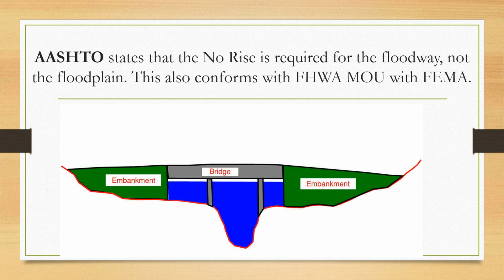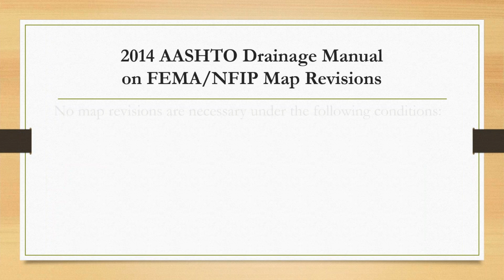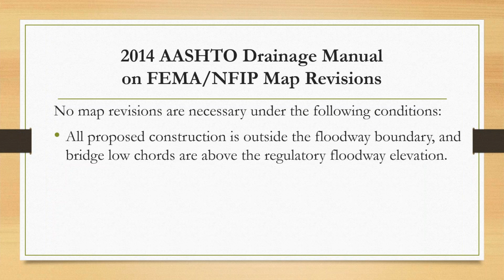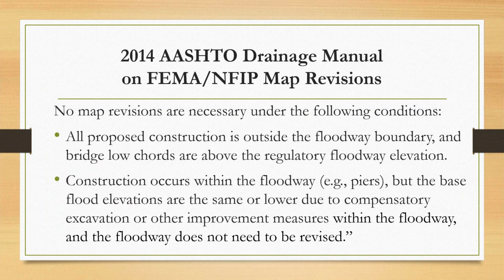AASHTO, though, states that a no rise is required for the floodway and not the floodplain. It does not specify the floodplain, and this conforms with the Federal Highway Administration's Memorandum of Understanding with FEMA. And the AASHTO Drainage Manual says that no map revisions are necessary under the following conditions: all construction outside the floodway boundary, the bridge low chords are above the regulatory floodway elevation, and construction within the floodway, for example piers, but the base flood elevations are the same or lower due to compensatory improvements.